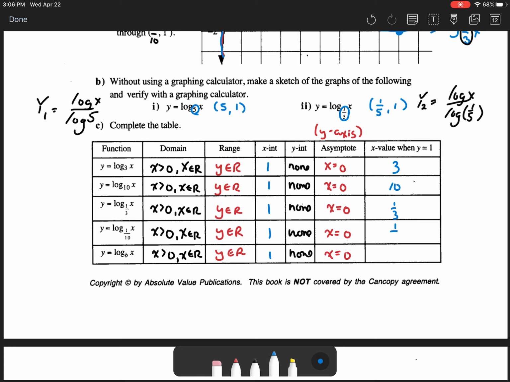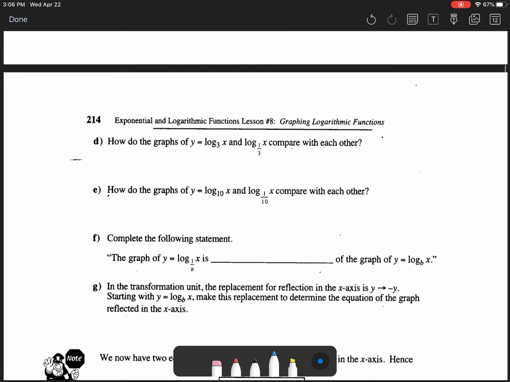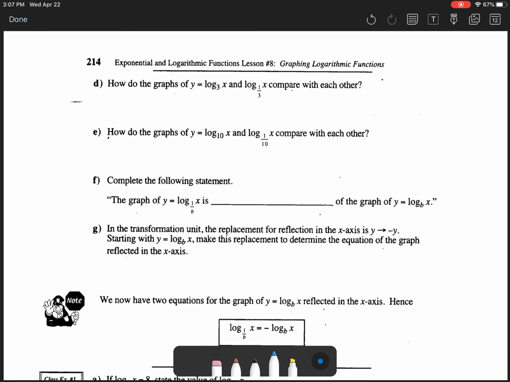And again, what's the x value when y is 1? Well, it's going to be the base. So 3, 10, 1 over 3, 1 over 10, and then in this case, b. Remember, when y is 1, if you go to any of these equations, like 1 is equal to log base 3 of x, then 3 to the exponent of 1 is x. Therefore, 3 is equal to x. That's how we're calculating that value.